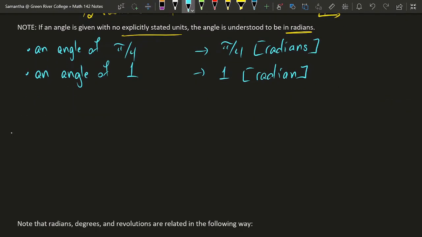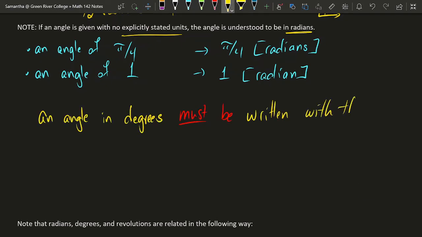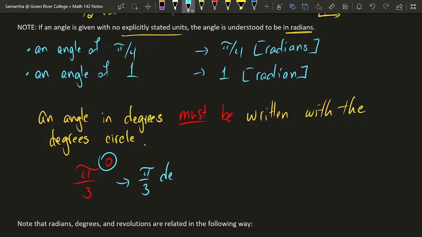The only time that you know for sure that you're working with something in degrees is if you have something with that little degrees circle next to it. For example, if you see something like pi divided by 3 with a circle next to it, that degree circle says this is pi over 3 degrees. But if you see something like 90 with no degrees circle, this is 90 radians.